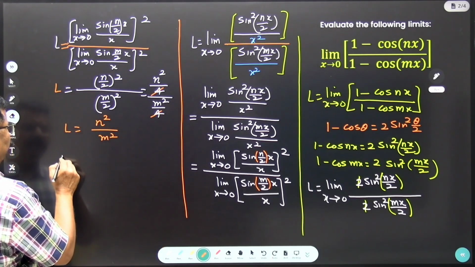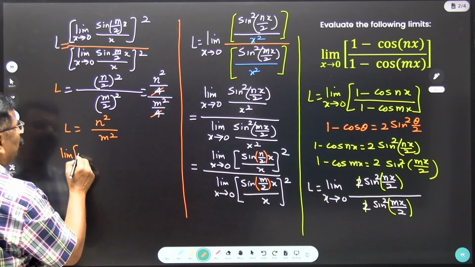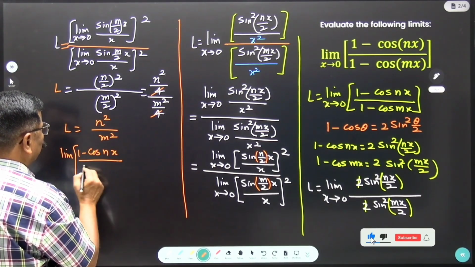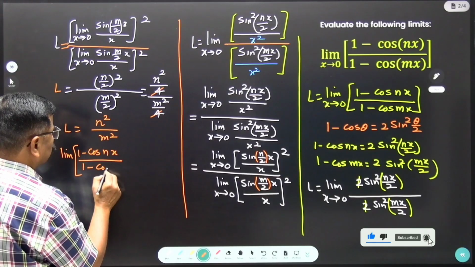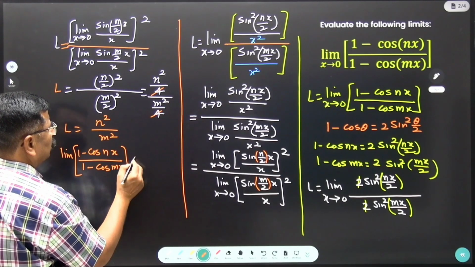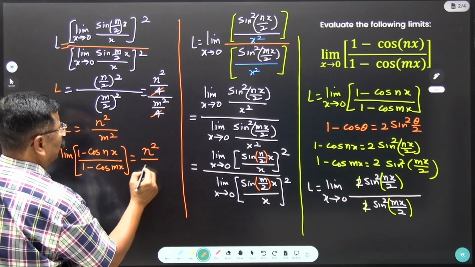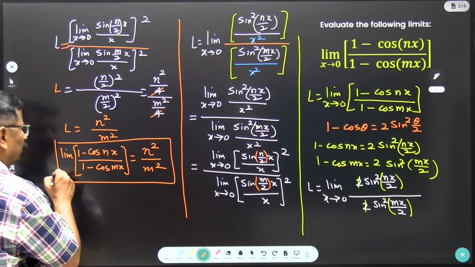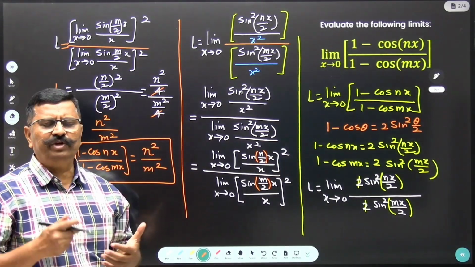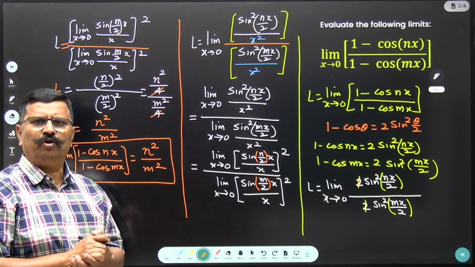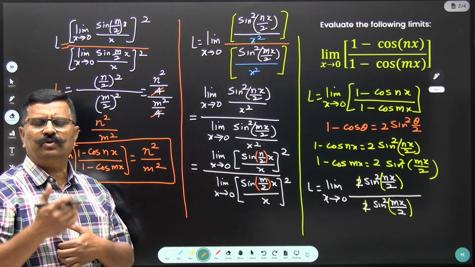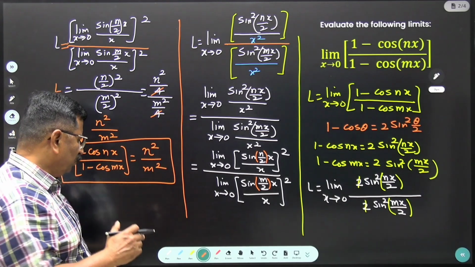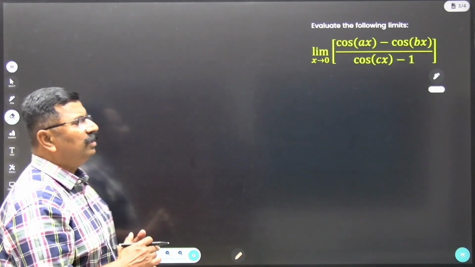Hence, the limit of the function (1 minus cos nx) upon (1 minus cos mx) is equal to n square upon m square. So here in this problem again we use those trigonometric limit formulas, that is the limit x tends to 0 of sin kx upon x is equal to k. Same way we will do one more problem. So this is the other problem.